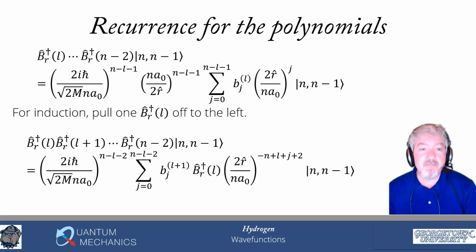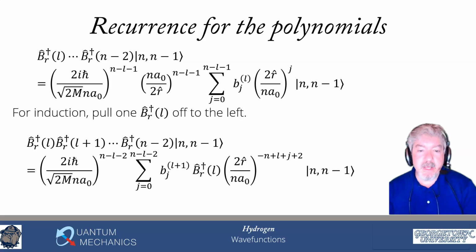We have to be careful to remember that the L plus first polynomial involves both the 1 over r hat terms and the polynomial term in r hat. We have to make sure that all of those operators are to the right of the b dagger r of L when we're doing this induction step, which is why that exponent is not 2r hat over n a0 raised to the j power, but it's 2r hat over n a0 raised to the minus n plus l plus j plus 2 power, because that incorporates all of the r hat powers that appear to the right of the b dagger r of L term.